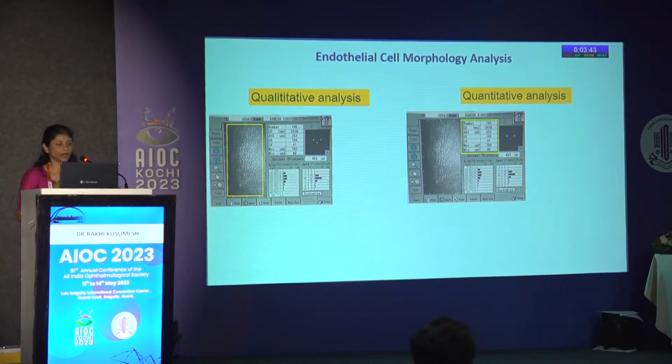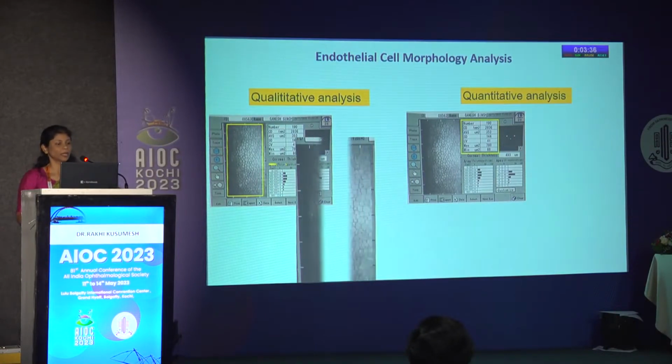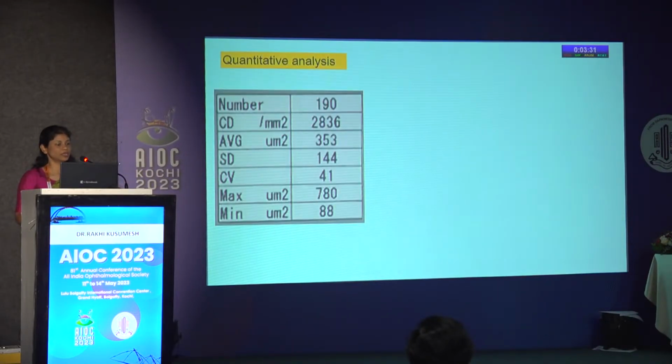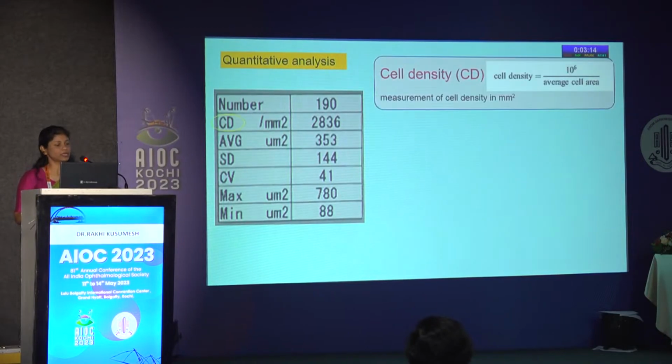In analysis, we can do a qualitative assessment or a quantitative assessment. Quantitative is important, and I'll take quantitative analysis first. In this chart, the first entry is number, written as 190. A first-year resident might say this is the cell density, but it is not. Number is actually these 190 cells that have been taken for analysis of the whole set of parameters. The second one is the cell density. Here it is 2836, meaning the number of cells per millimeter square.